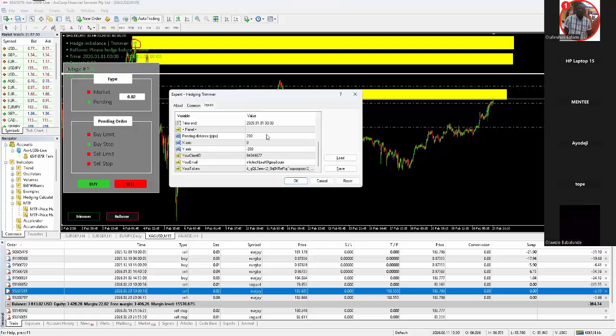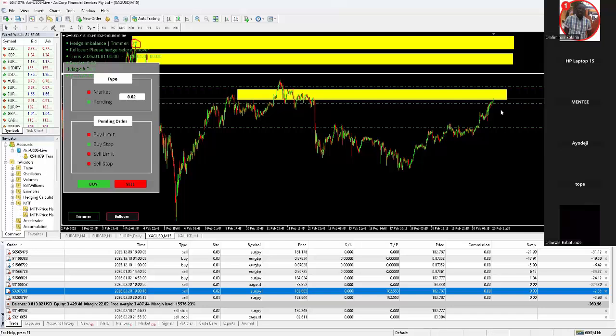If you come inside your pending distance in pips, you see 200 points. So that's why when I place this and the market is here, it came to place it somewhere here. When I'm buying, it places it 200 away. Then you can use your mouse to adjust it, because it's adjustable.